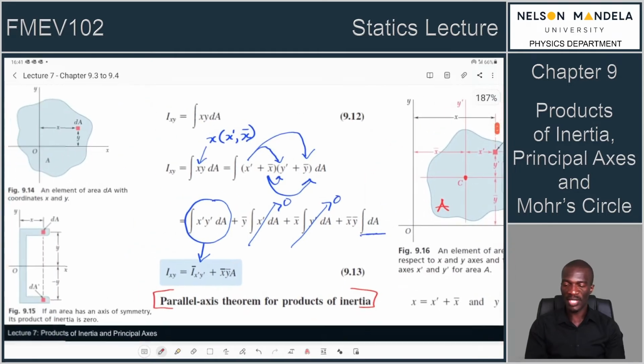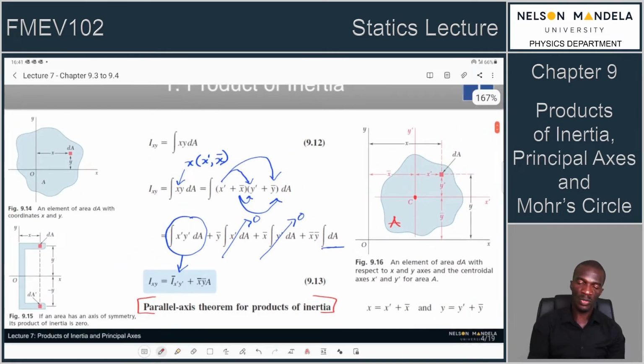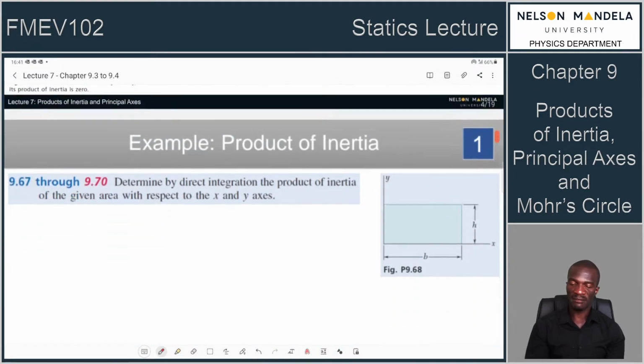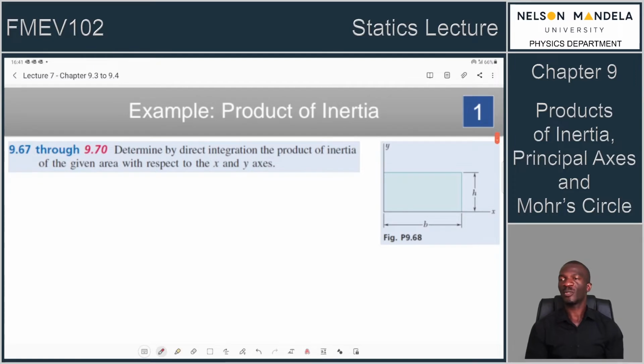So now what do we have? We now have two tools. We now have the first tool, which is the product of inertia. And then we have the parallel axis theorem for the product of inertia. We actually have three tools. We know that we can easily eliminate the product of inertia if there is some symmetry on an object. So we now have those three tools to use. So let's use the tools.